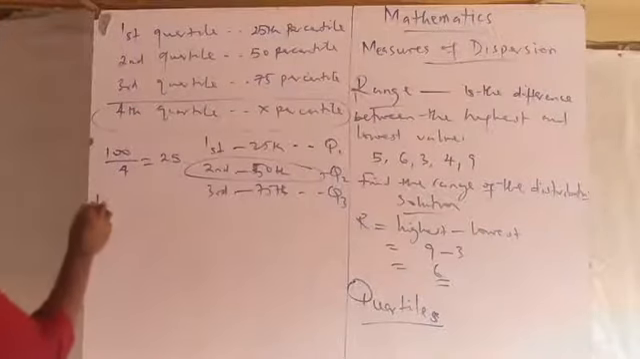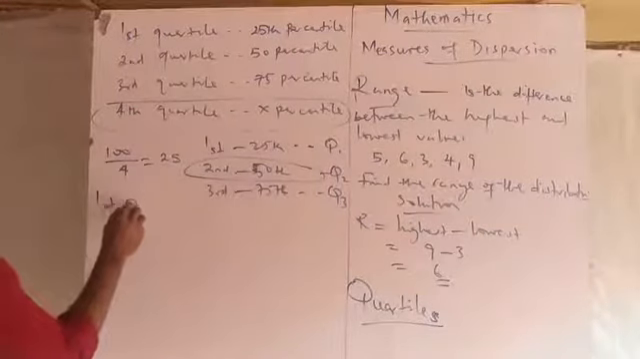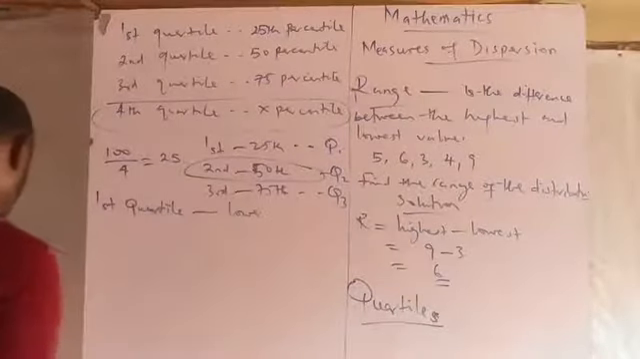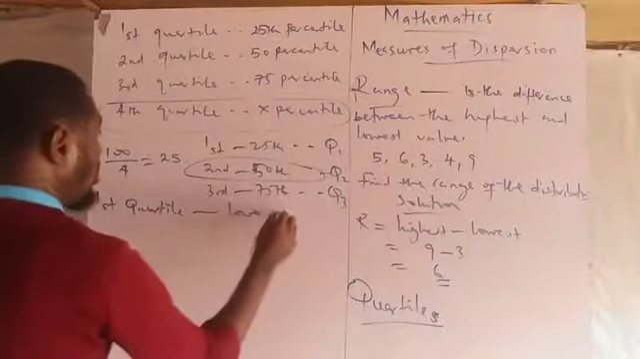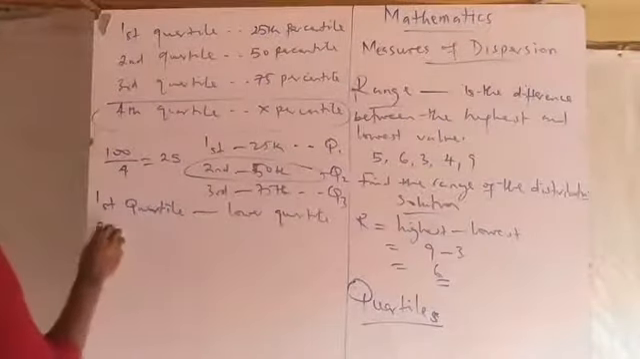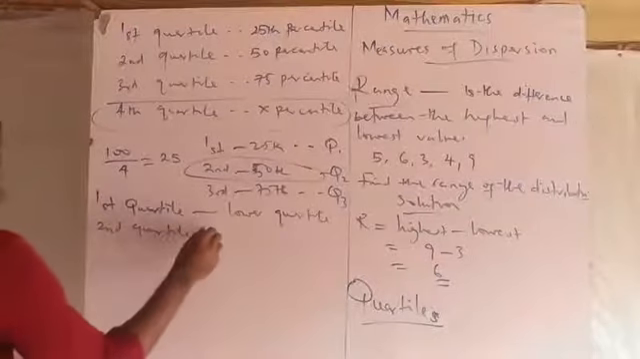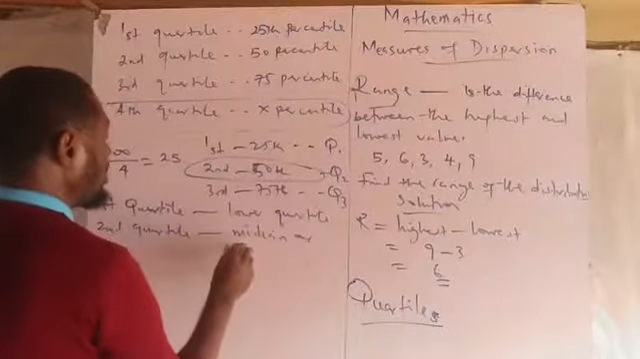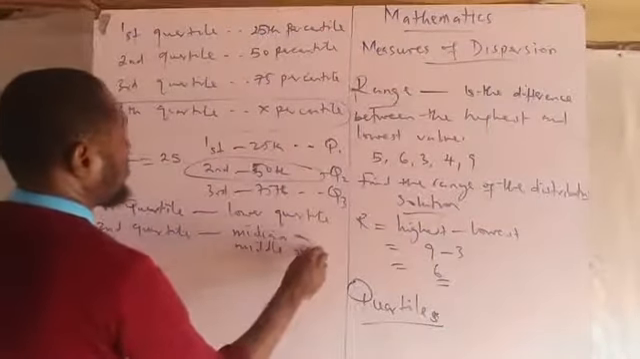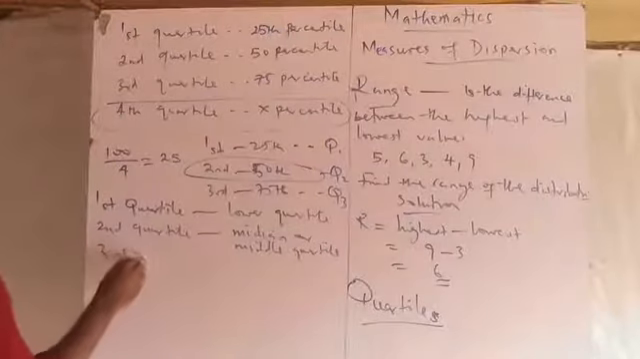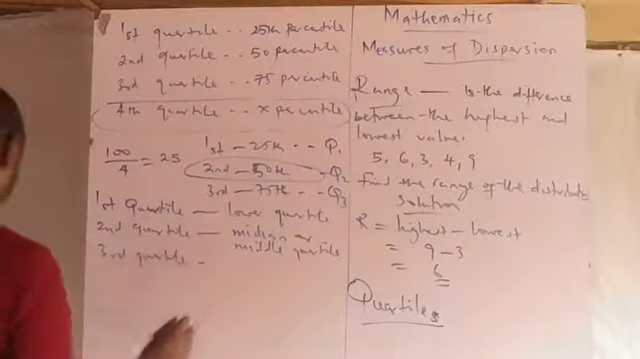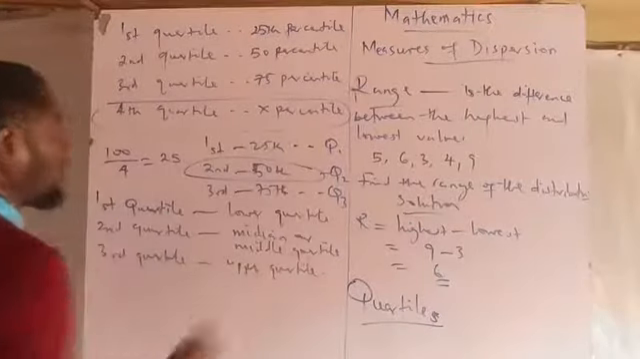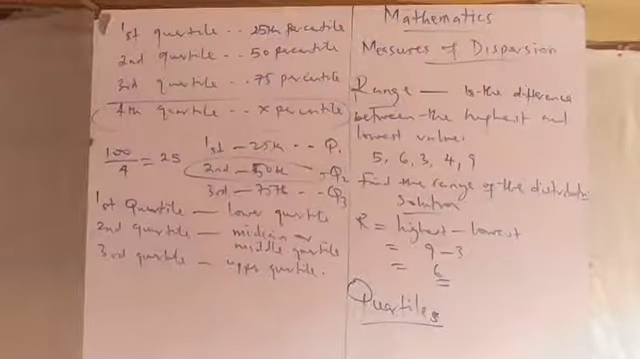The first quartile is called the lower percentile or the lower quartile. The second quartile is called your median or middle quartile. And your third quartile is called your upper quartile. That's how it works. So these are some things you should know in this class.